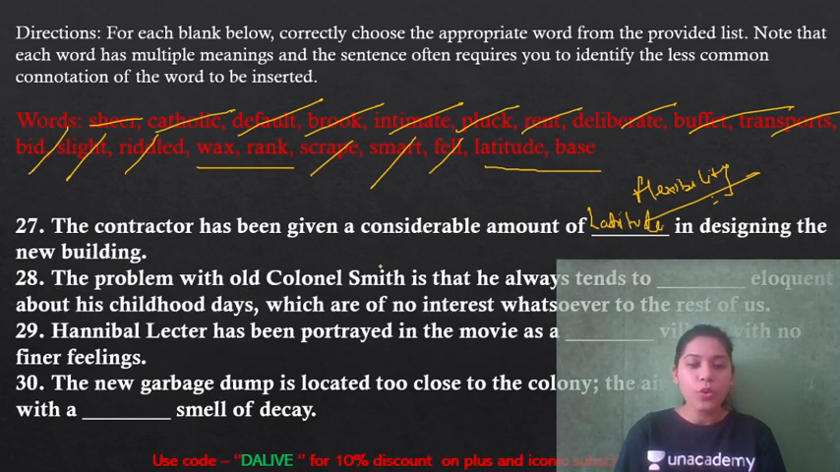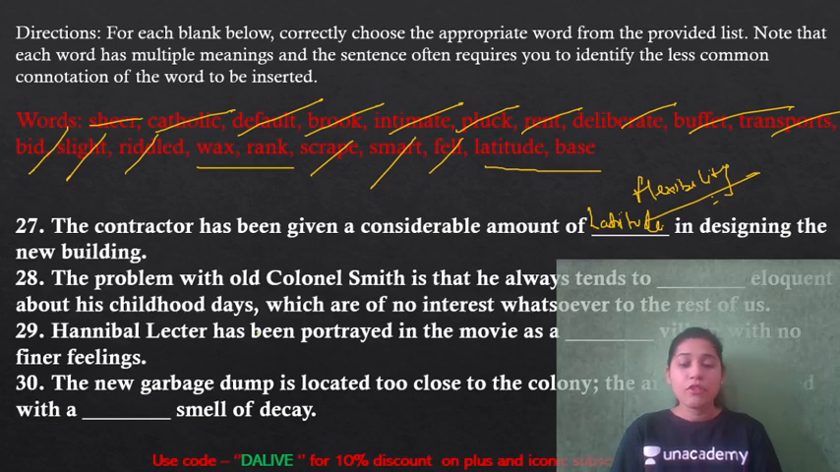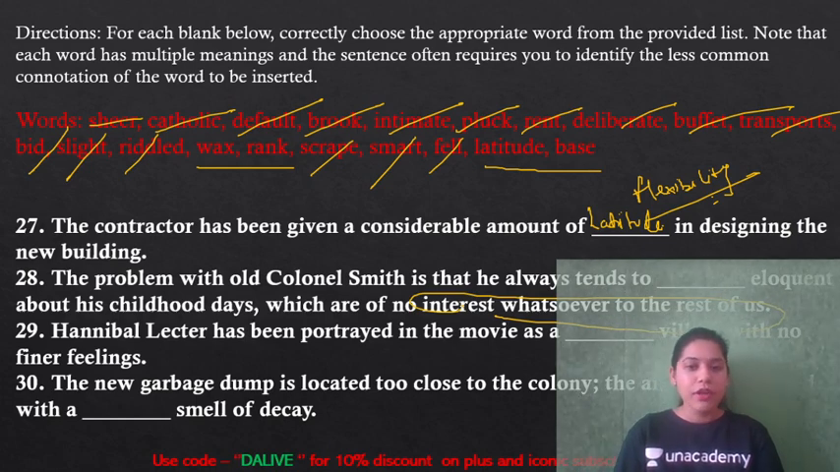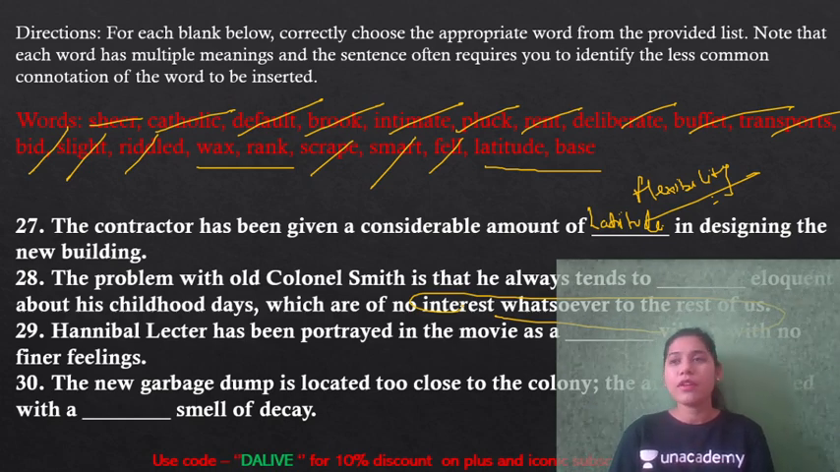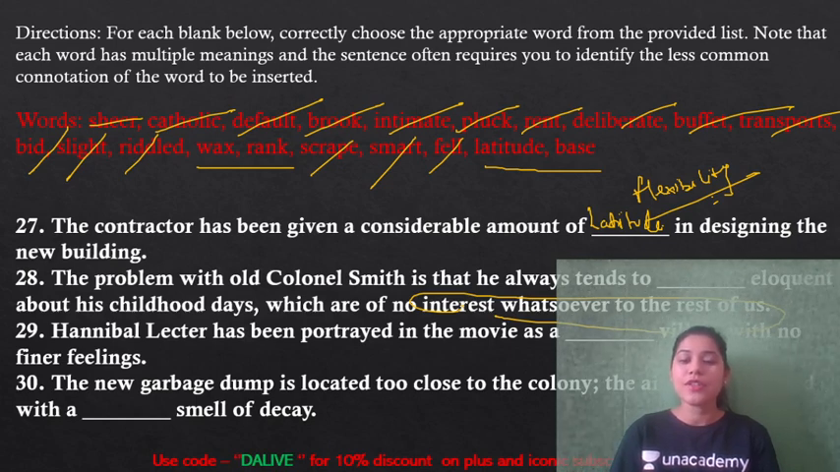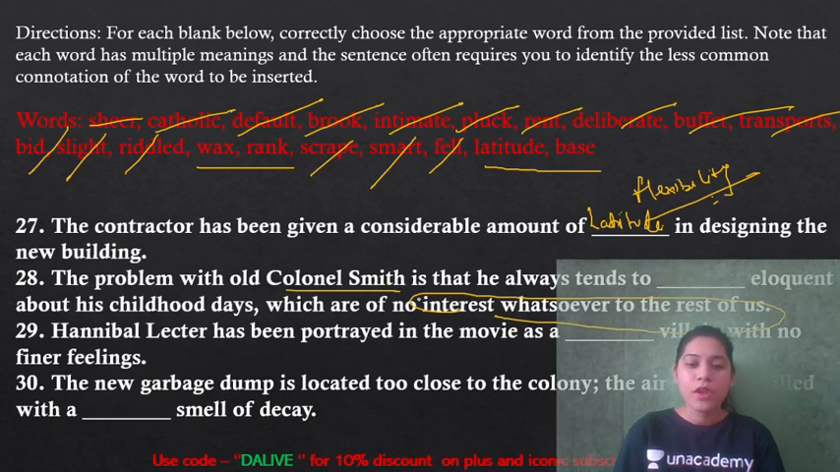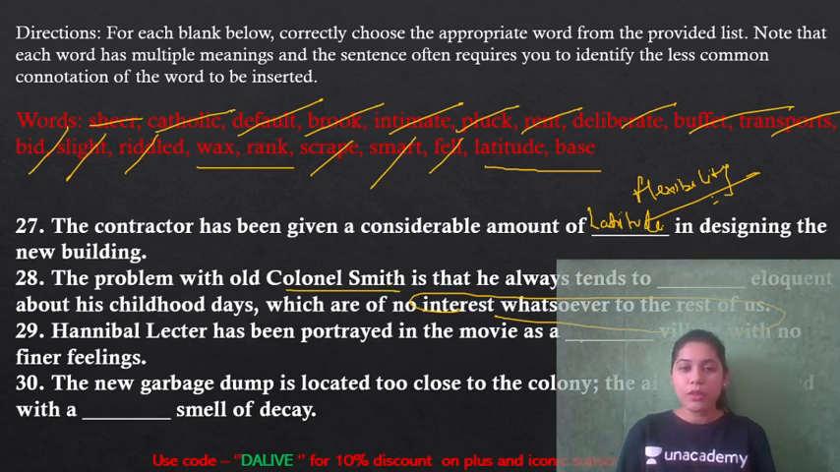The problem with old Colonel Smith is that he always tends to dash eloquent about his childhood days, which are of no interest whatsoever to the rest of us. We are not interested in knowing about his childhood days, but when he talks about it, he talks very eloquently, in a very excited manner, as if it interests everyone, but it actually interests only him, Colonel Smith. So he always tends to grow eloquent.